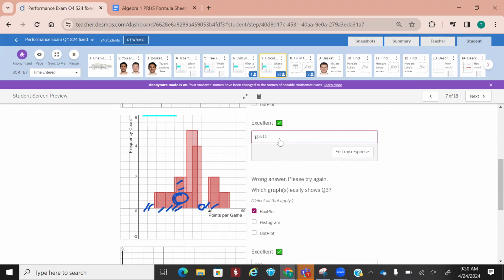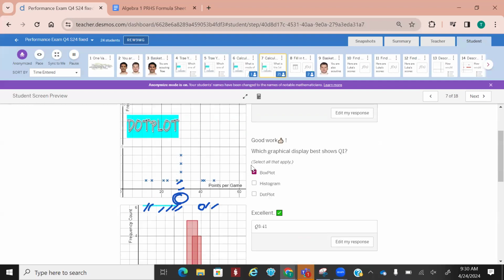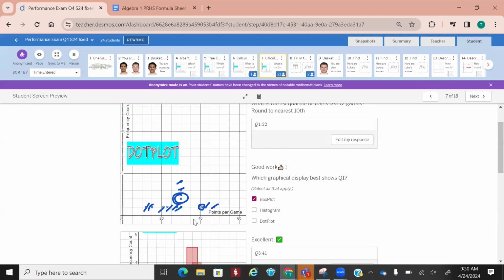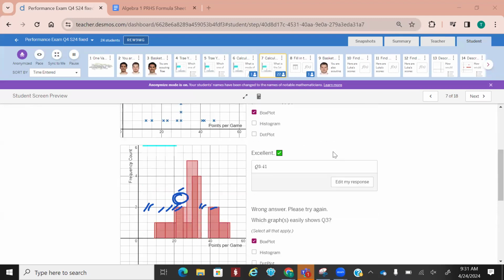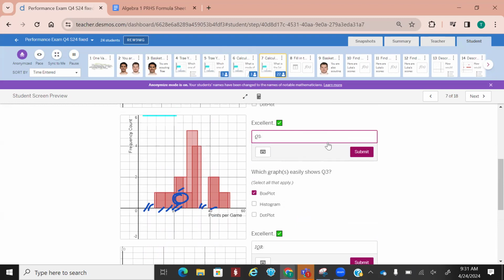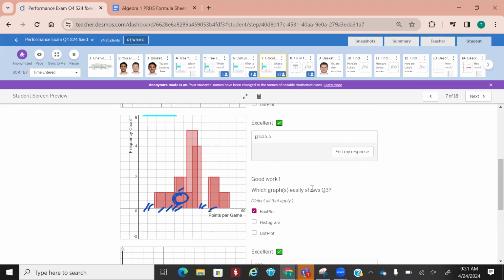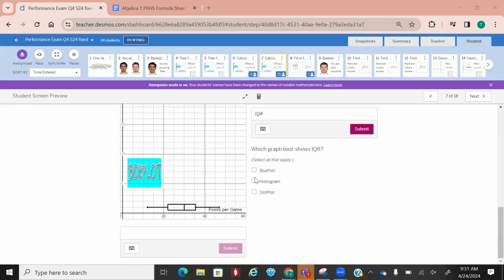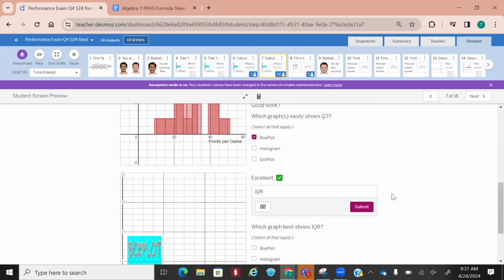Not crazy. Y'all told me it was 30, right? For the median? Should be 41. No? For y'all's? Yeah. So right here, if I put 35.5, good work. Okay, so it's 35.5. This is not matching up to the other things.